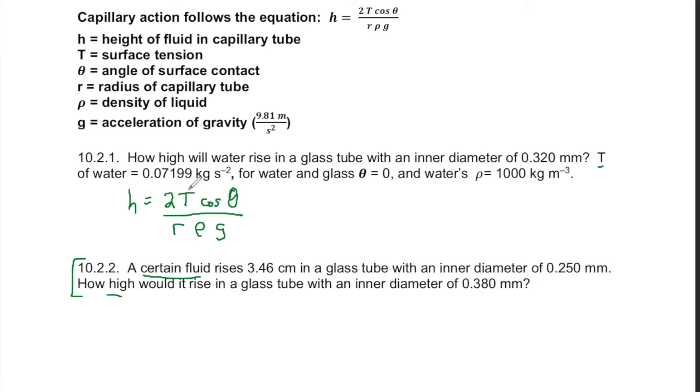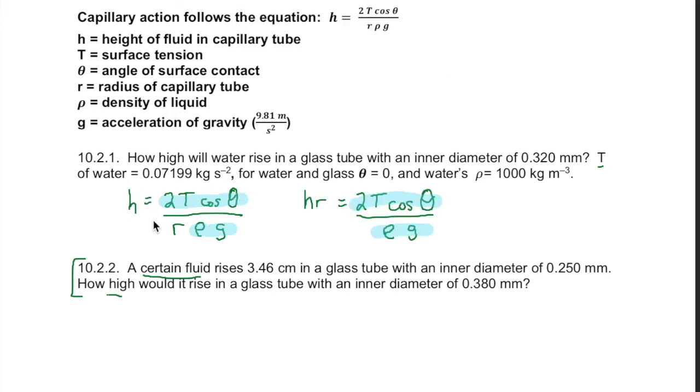The surface tension, even though we're not told what the fluid is and what the surface tension is, if we're using the same fluid, it has the same surface tension. The angle, even though we're not told what it is, is going to be the same as well. And the density and the gravity. So the surface tension, the angle, the density, and gravity, all of these are going to be the same. These are going to be constant.